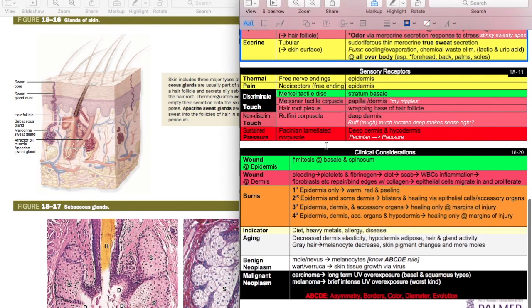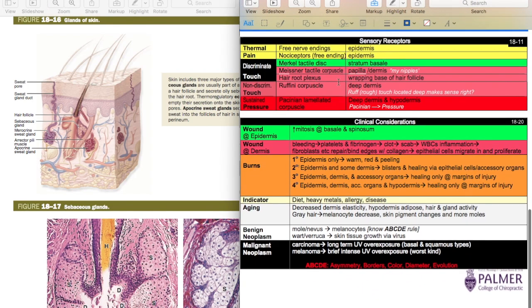Okay, sensory receptors, you see in my chart over here, we've already covered it quite a bit in the first video. If you have not seen that first video, I highly recommend going back to it because we've got some great ways to remember all of this. You've got pain and temperature, most superficial. Then a little bit deeper, you've got discriminating touch receptors, mechanoreceptors.